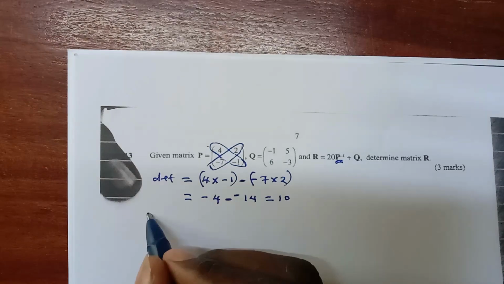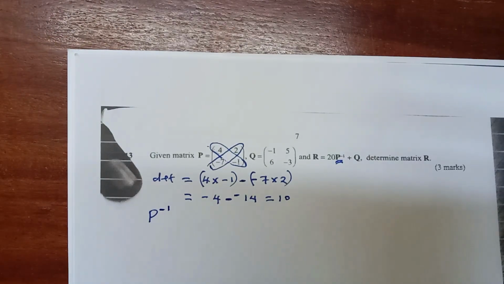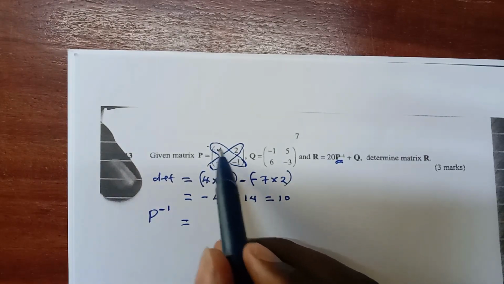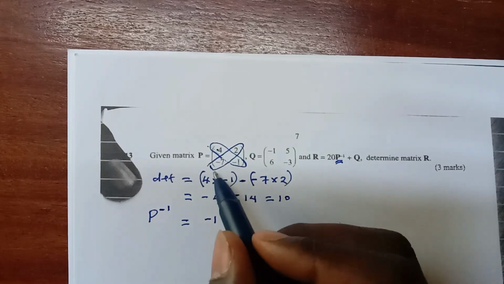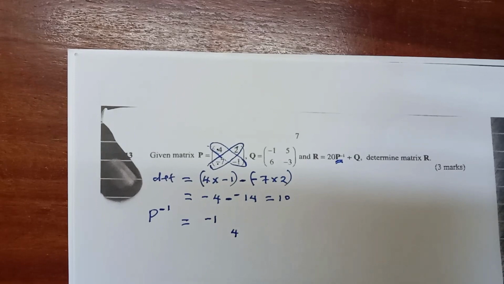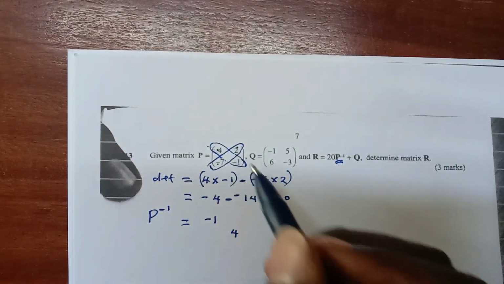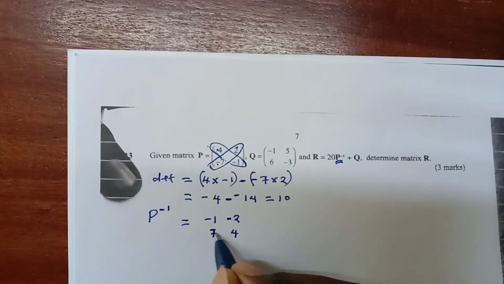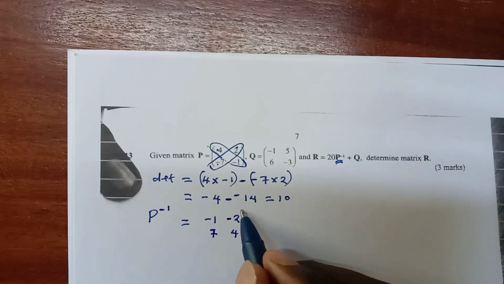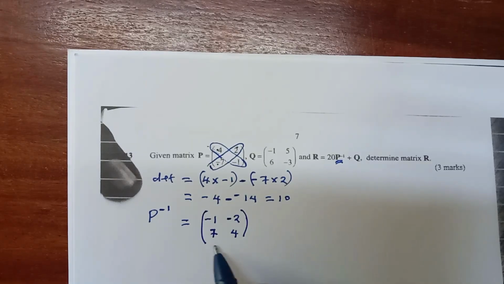So the inverse of P is going to be: interchange the elements in the primary diagonal, so that is negative 1, 4. Then negate the elements in the secondary diagonal. When you negate positive 2, it becomes negative 2. When you negate negative 7, it becomes positive 7. Then you divide all of them by the determinant, which is 10.